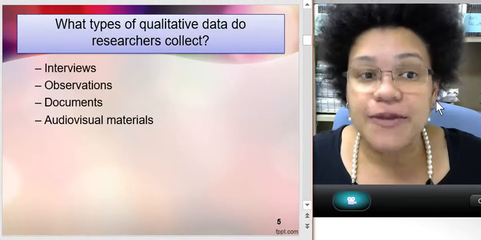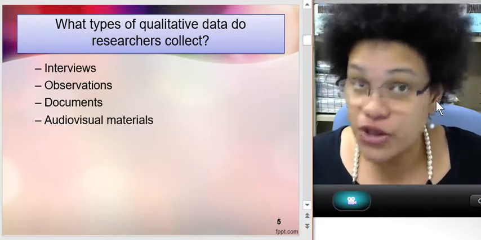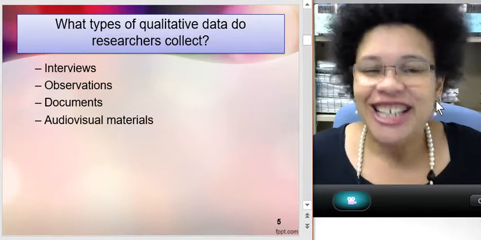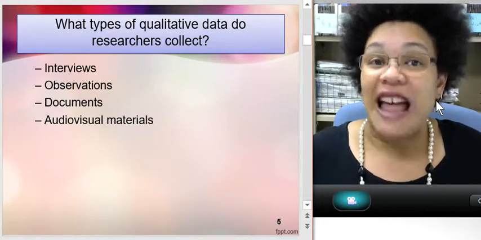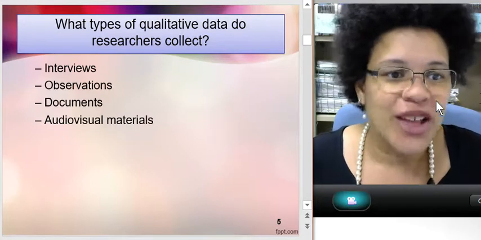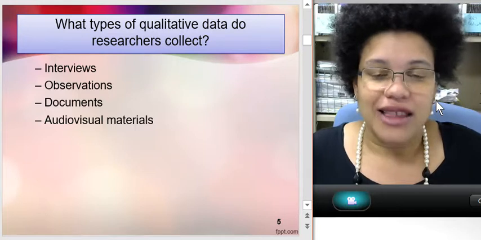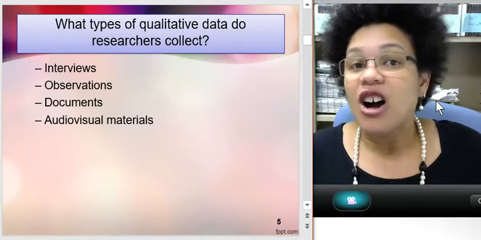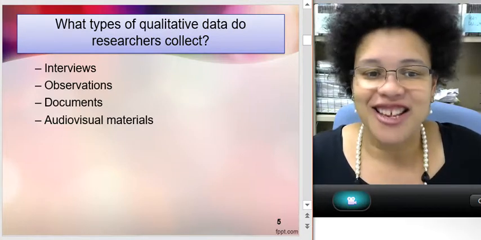So what kind of data do qualitative researchers collect? Interviews, right, is something that's, I think, probably most prevalent. Observations, and we talked about that participant observer, like the volunteer in the classroom. Documents, and particularly with life history analysis, these might be things like diaries or journals. Audio-visual materials can be videos or pictures or artwork, that kind of thing.